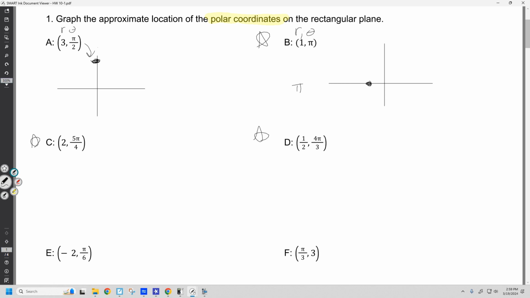2, 5 pi over 4, and 1/2, 4 pi over 3. Go ahead and do those. Don't change them to x, y's. We'll do that on the next page. We're just keeping it simple here. Make sure you're in the correct quadrant. Great.